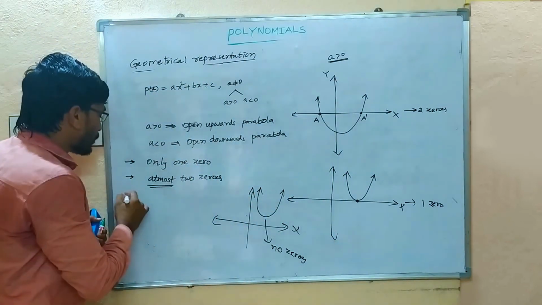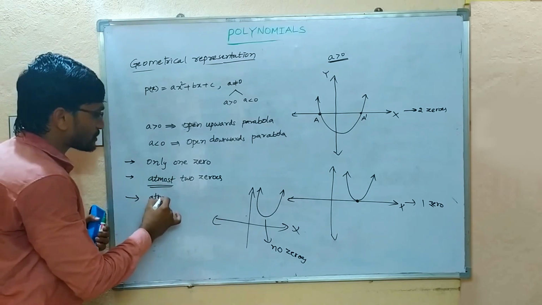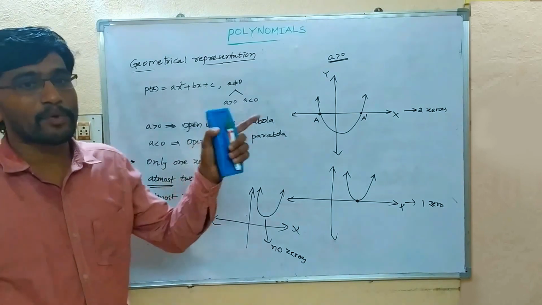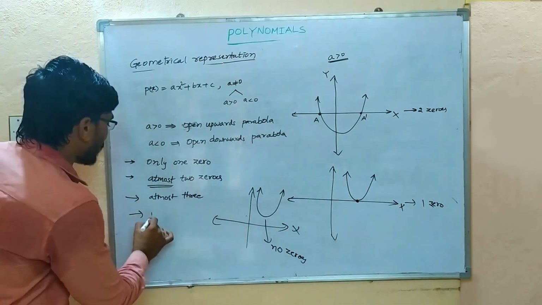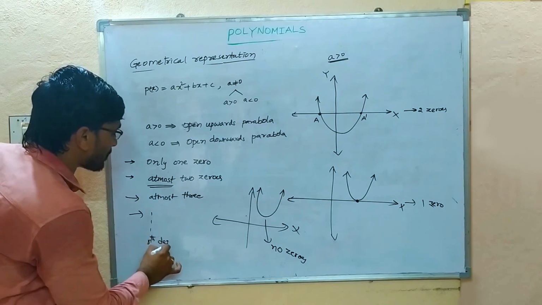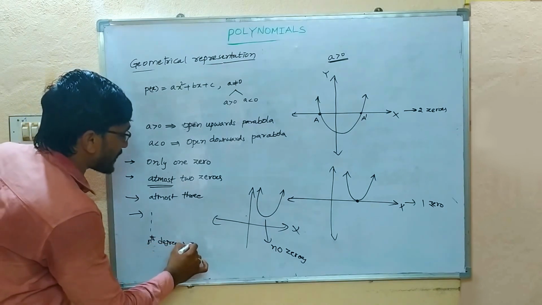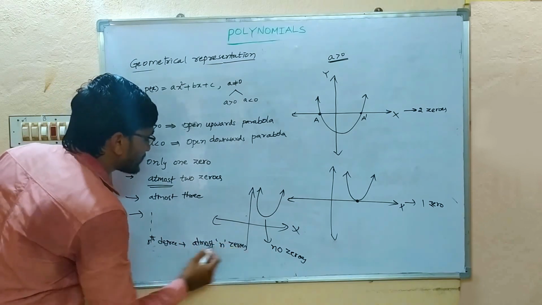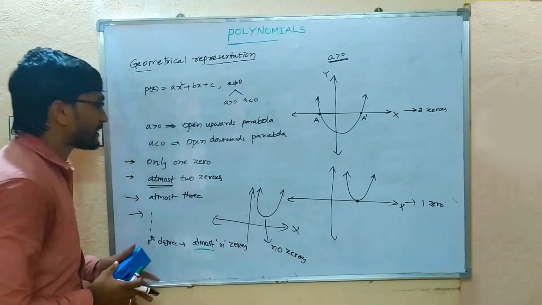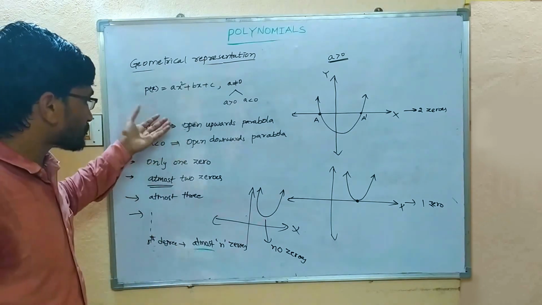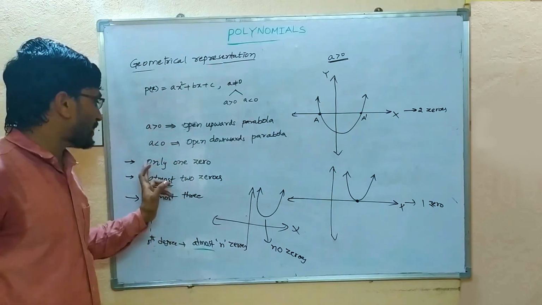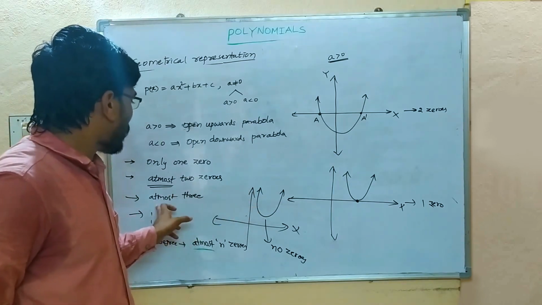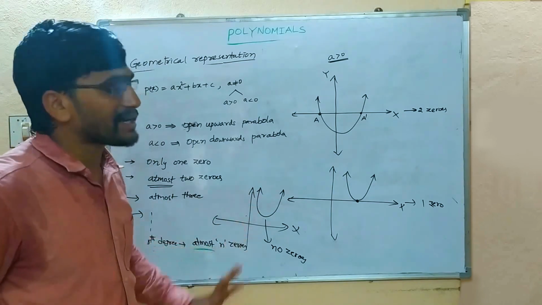Like that. A cubic polynomial has how many zeros? At most three zeros. A biquadratic polynomial has at most four zeros. An nth degree polynomial has how many zeros? An nth degree polynomial has at most n zeros. This word at most is very important. So this is about the number of zeros of a polynomial. A linear polynomial has only one zero. A quadratic polynomial has at most two zeros. A cubic polynomial has at most 3 zeros. An nth degree polynomial has at most n zeros.